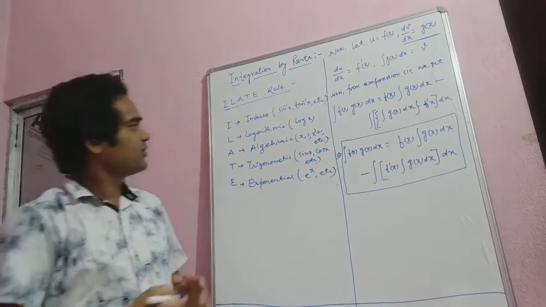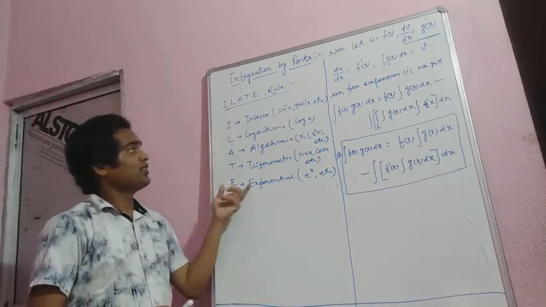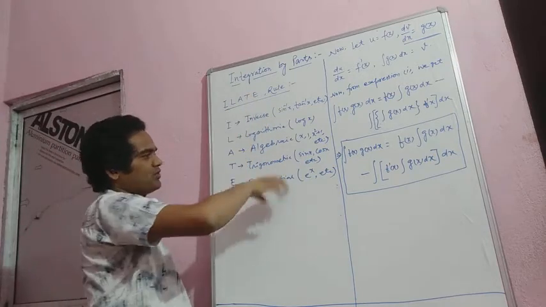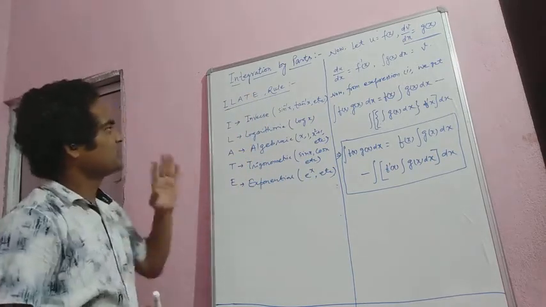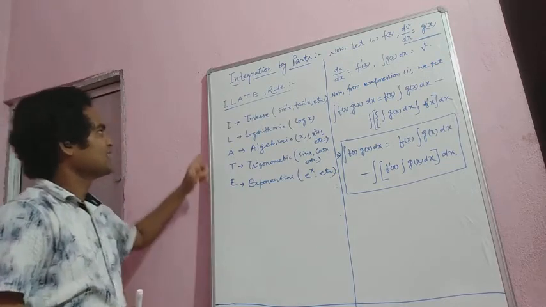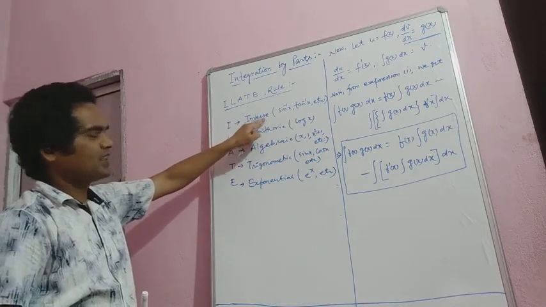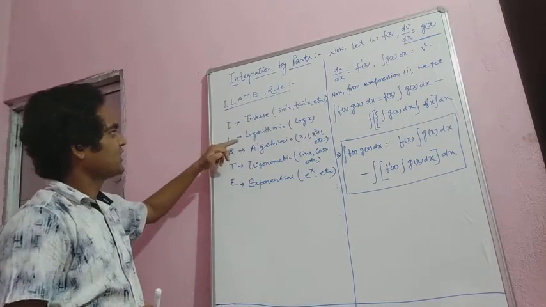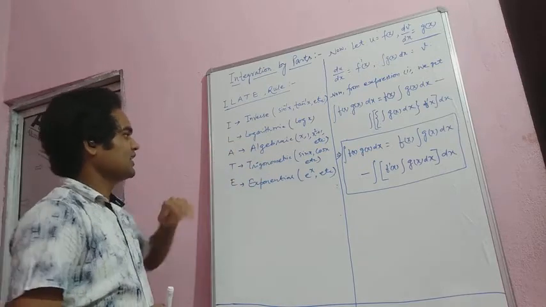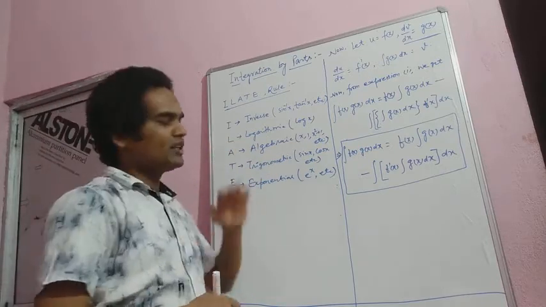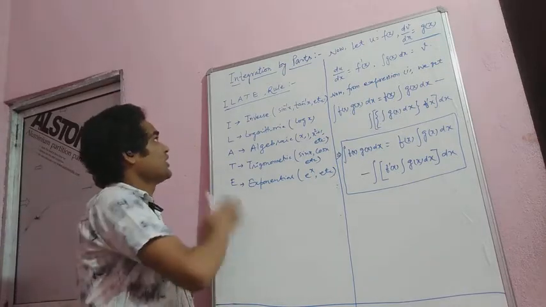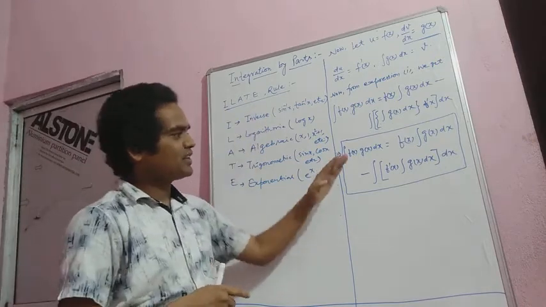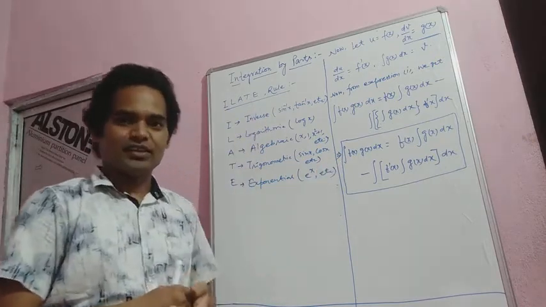Here, students, if our integrand has such types of functions, then we first select as the first function the inverse function, then give preference to the logarithmic function, then the algebraic function, then the trigonometric function, then the exponential function. Generally, students, we follow the ILATE rule to select the first function in our given integrals.